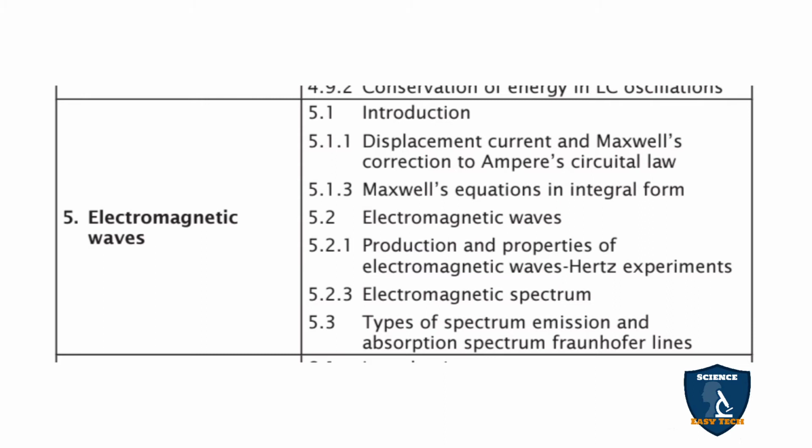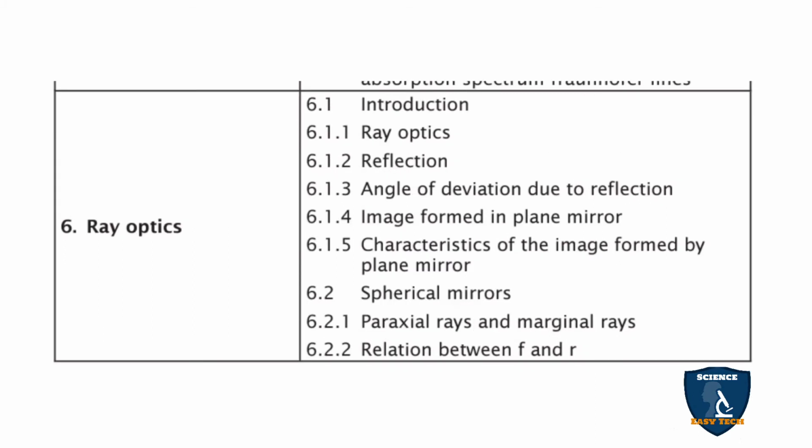5.1.3 Maxwell equation in integral form. 5.2 Electromagnetic waves. 5.2.1 Production and properties of electromagnetic waves. Hertz experiment. 5.2.3 Electromagnetic spectrum. 5.3 Types of spectrum, emission and absorption spectrum. Fraunhofer's laws. Lines.